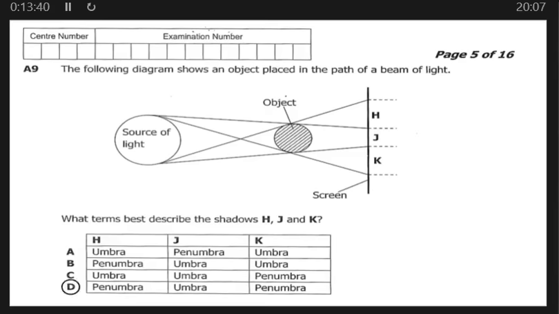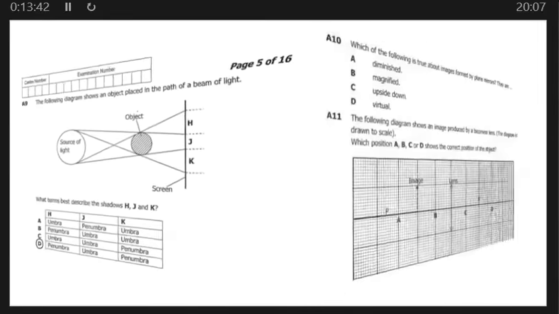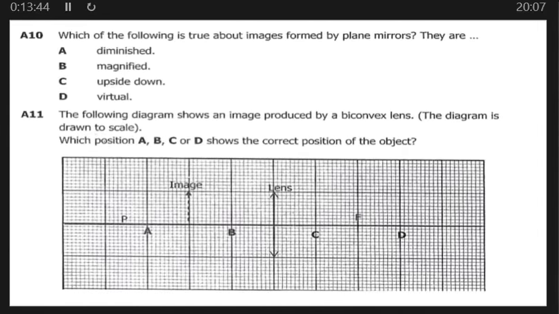All right, so let's go to the other question. And this is question A10. Which of the following is true about images formed by plane mirrors? They are A, diminished, B, magnified, C, upside down, D, virtual. So the answer is D, they are virtual.